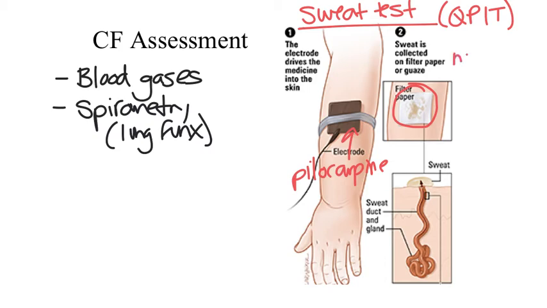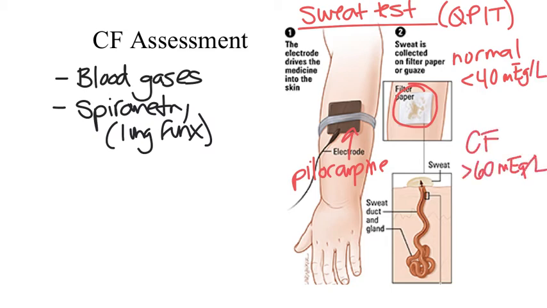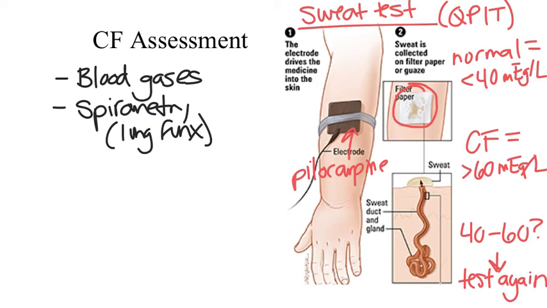Normal sweat has a chloride content of less than 40 milliequivalents per liter, whereas sweat that has a chloride content above 60 milliequivalents per liter is considered diagnostic for cystic fibrosis. If the chloride content of sweat is between 40 and 60 milliequivalents per liter, follow-up testing is likely required to determine the presence of CF.